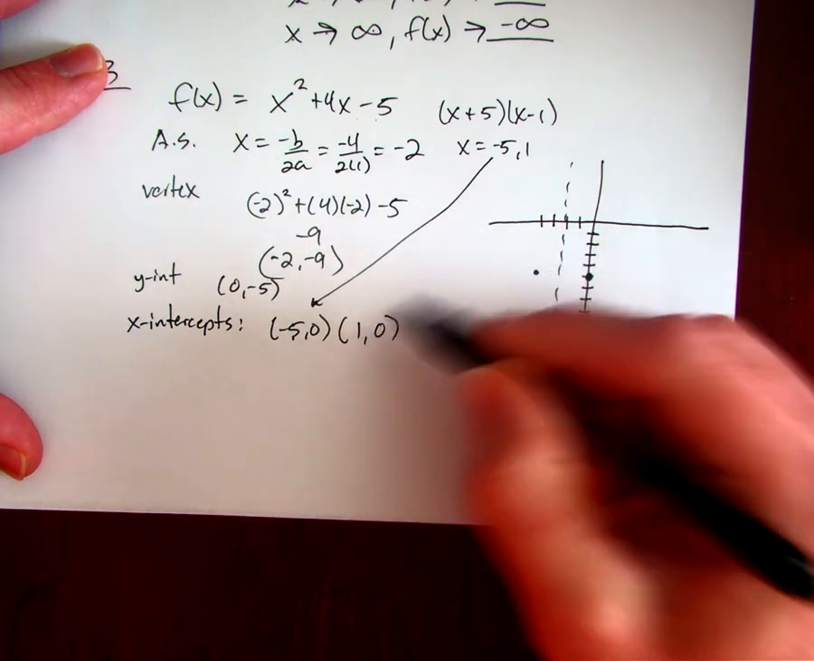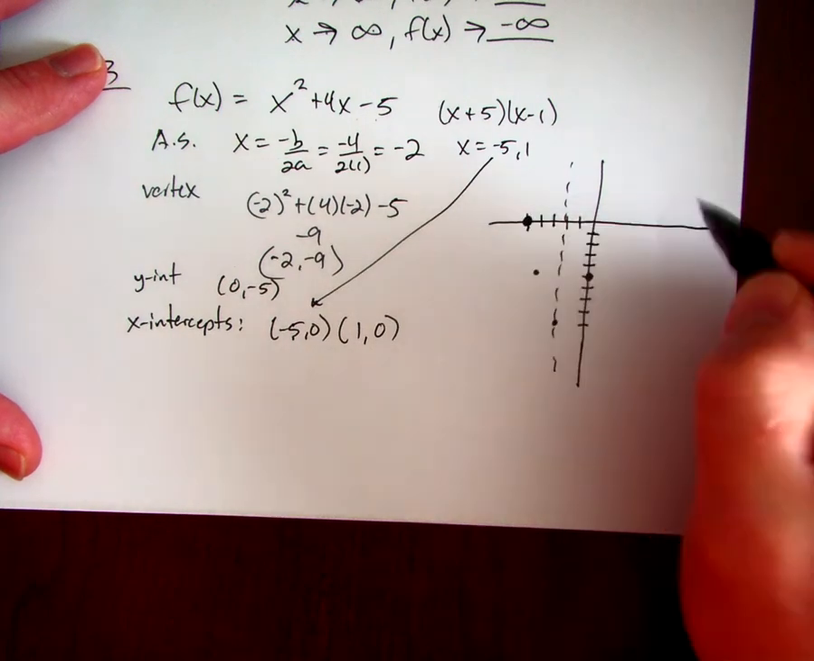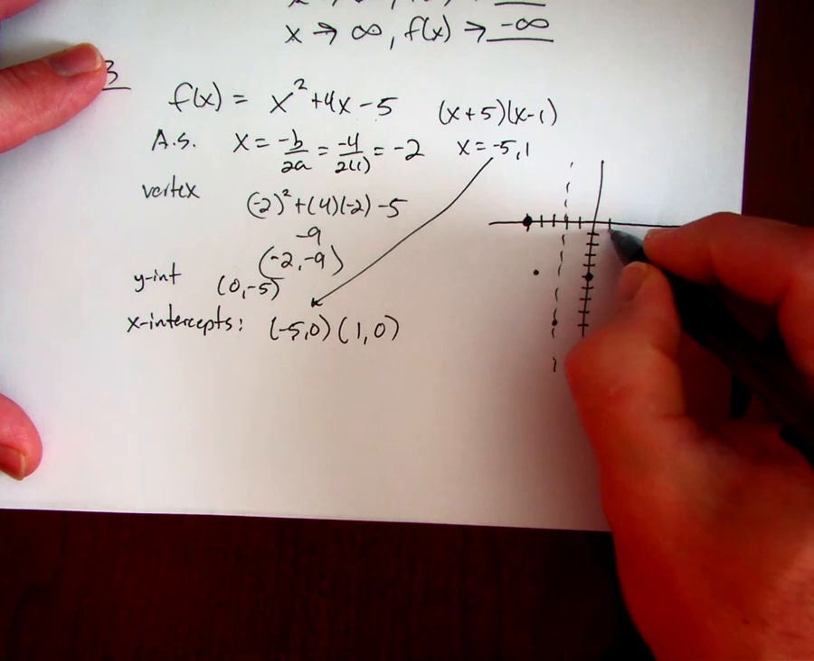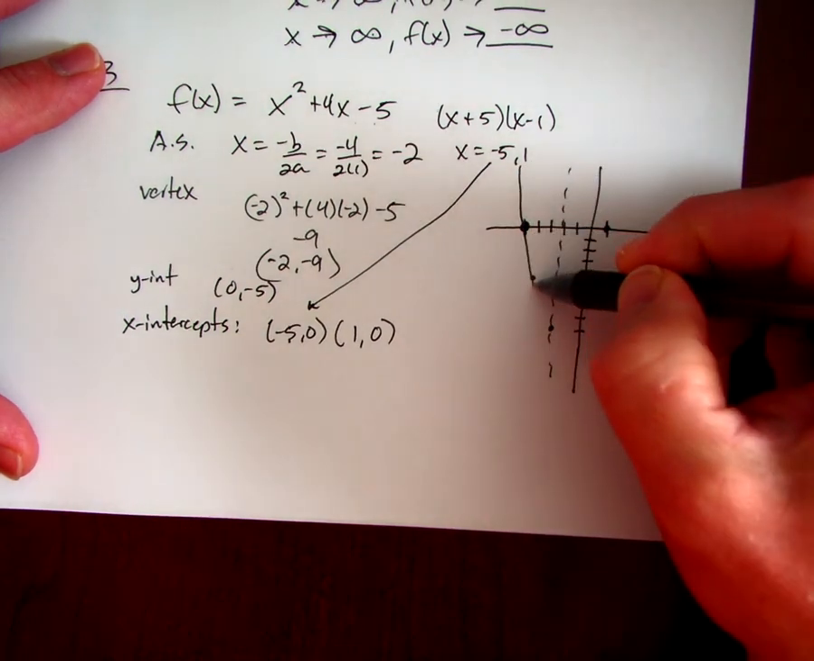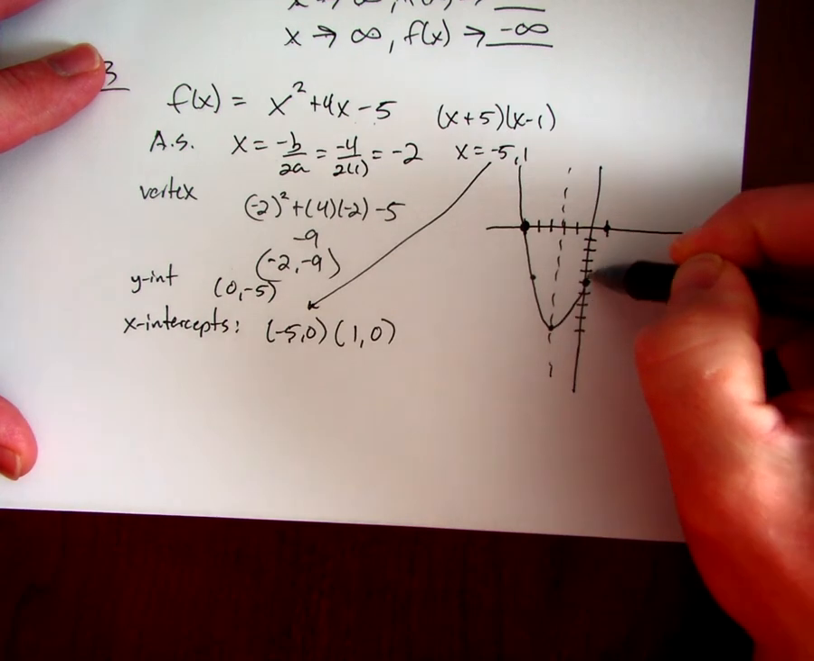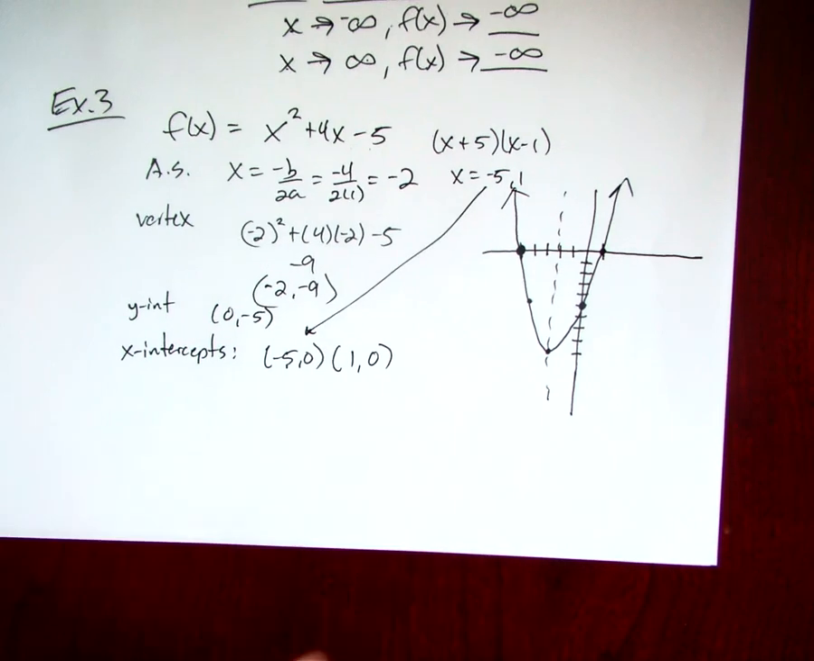But let's go ahead and put in these x-intercepts too. I should have an x-intercept at negative 5, 0. And I should also have it at 1, 0. So notice we just added one more piece to the puzzle that makes our parabola just that much more perfect. So if I ask you to find the x-intercepts, make sure that you can factor the equation, set them equal to 0, and solve for x. Okay?